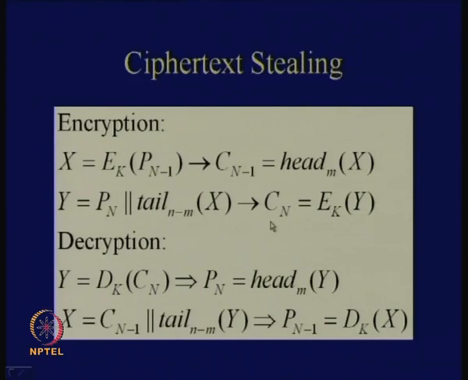So how does decryption work? You take this, you apply the decryption function, you obtain y. So what is Pn? Pn is the first m bits of y. So you can obtain Pn through that. Now you need to obtain Pn minus 1. You have got y, and y is nothing but Cn minus 1 concatenated with the tail, that is the last n minus m bits of y. Now Pn minus 1 is simply equal to the decryption of x, that is x decrypted with K. In that way I obtain both Pn and Pn minus 1.